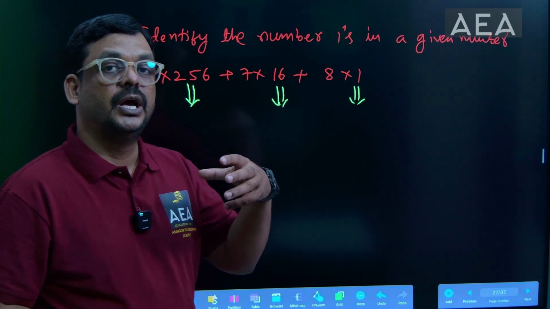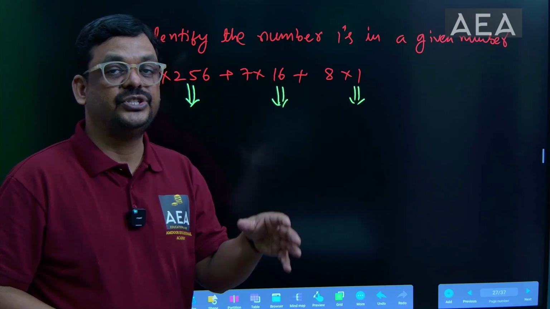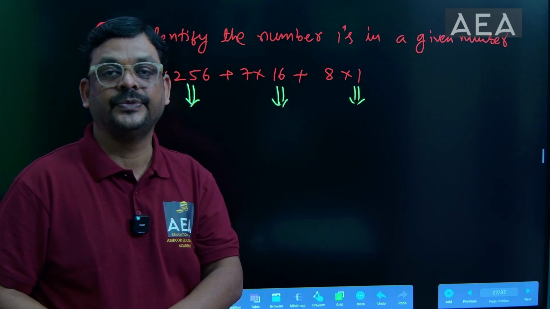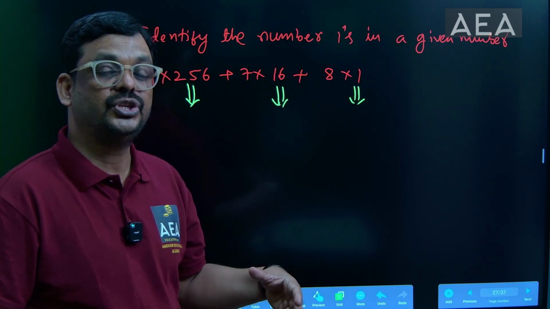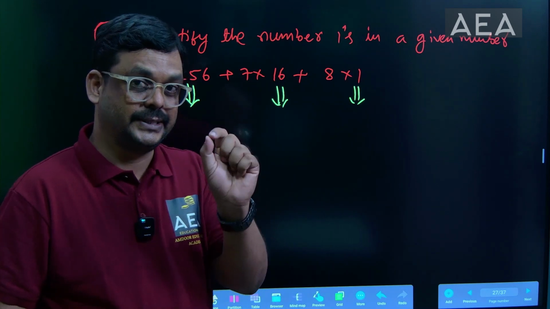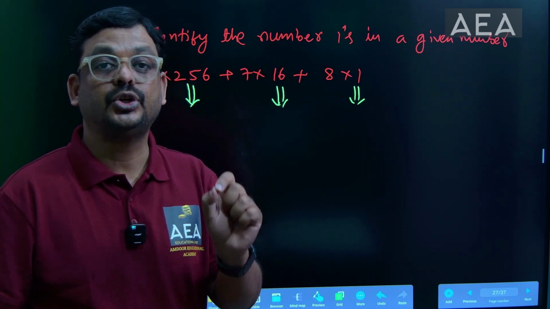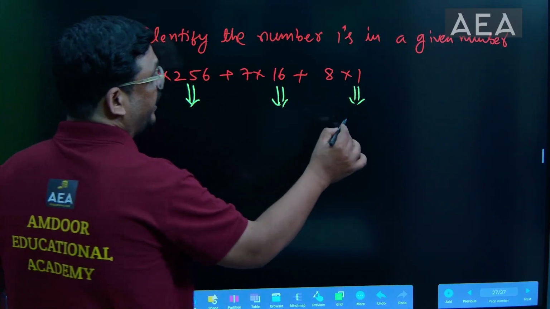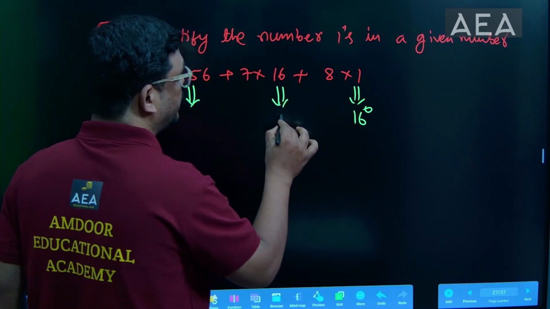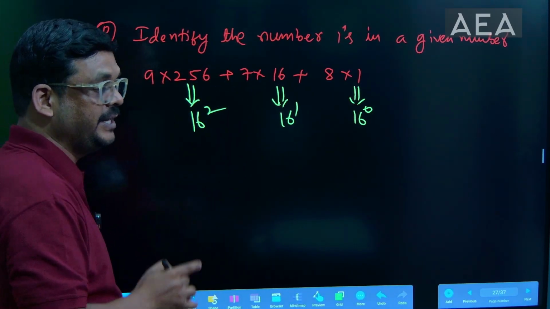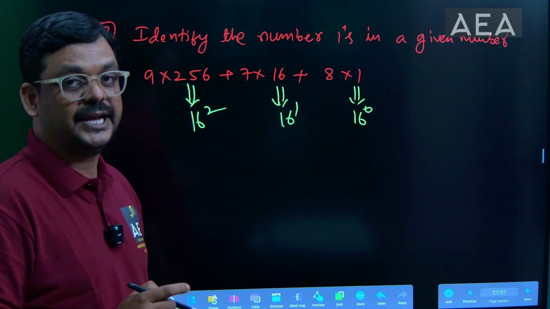Suppose the base is 8. Position values are 8 power 0, 8 power 1, 8 power 2, 64, like that. If the base is 16, then the position values are 16 power 0, 1, 16 power 1, 16, 16 power 2, 256. Now see, these position values are given. It looks like 16 power 0, this is 16 power 1, and this is 16 power 2. That means the given number system is a hexadecimal number system.